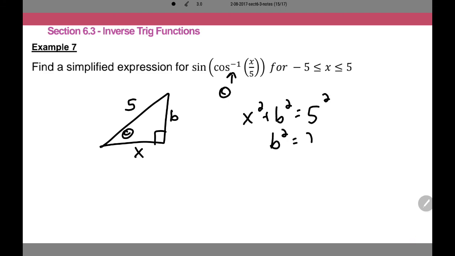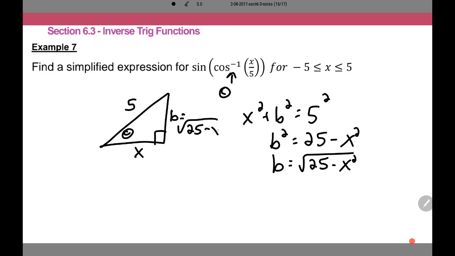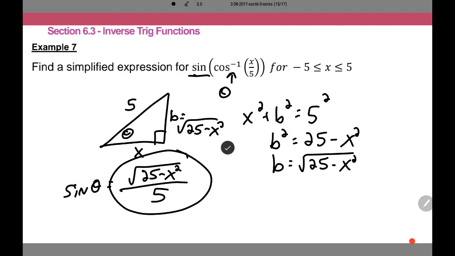So b squared equals 25 minus x squared. B is equal to the square root of 25 minus x squared. So that means over here I've got the square root of 25 minus x squared. And now I need to do the sine of that angle. So the sine of that angle is equal to the opposite side over the hypotenuse. And that's my final answer.